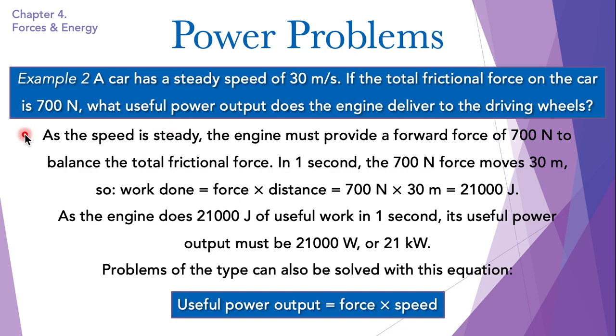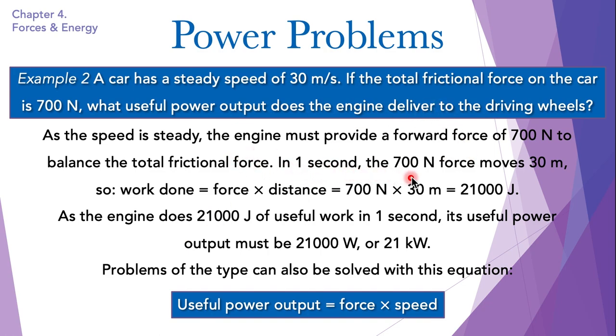So, as the speed is steady, the engine must provide a forward force of 700 newtons to balance the total frictional force. Of course, if the speed is steady, this means that the speed is constant, it is not changing. The speed is the same every second, which means that the engine must provide a forward force of 700 newtons to balance the total frictional force. Because this total frictional force is 700 newtons, the forward force should be 700 newtons as well to balance it out. So, we just found the forward force of the car.